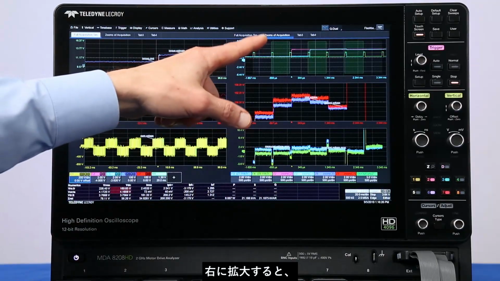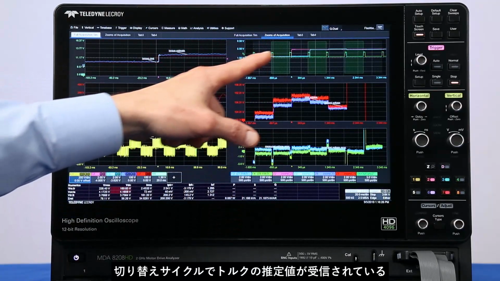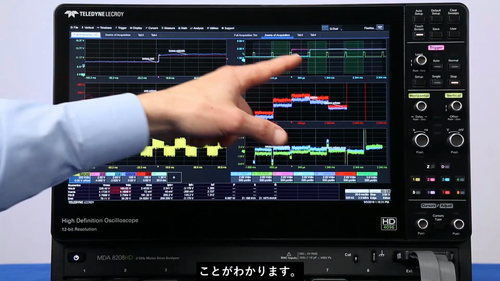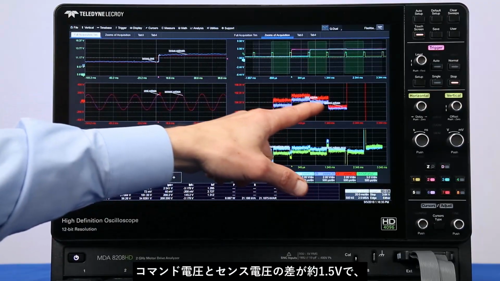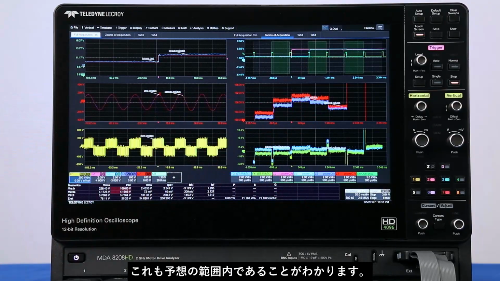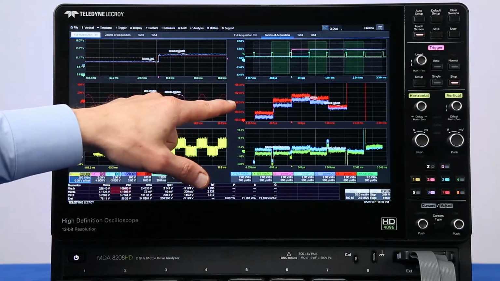To the right, we zoom in and see that the torque estimate is received within one device switching cycle, as desired. Below that, we can see command and sense voltage difference, about 1.5 volts, also within expectations.